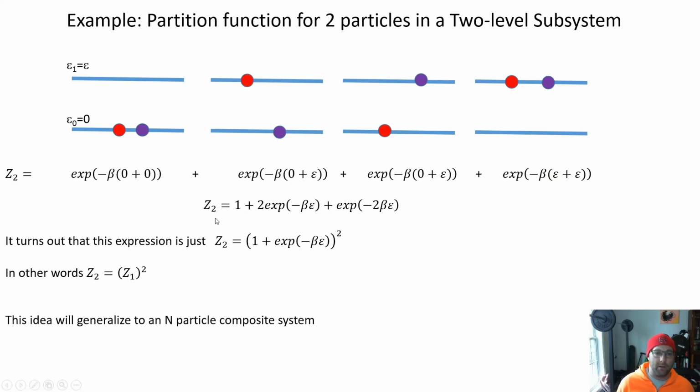So we add all that up, we get Z2, where the subscript 2 says we've got a composite system with 2 particles. We get 1 plus 2 e to the minus beta epsilon plus e to the minus 2 beta epsilon. And if you stare at that for long enough, you'll probably start to see that that is exactly 1 plus e to the minus beta epsilon, quantity squared. In other words, you take the Z1 that we already knew about from our last lectures and just raise it to the power of the number of particles. That's pretty cool. And what we're going to show next is that that idea does generalize to an n particle composite system.